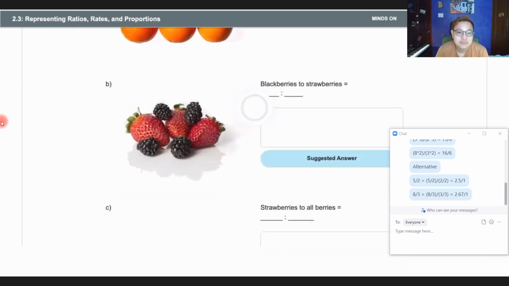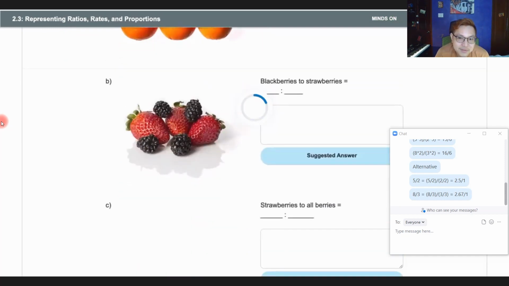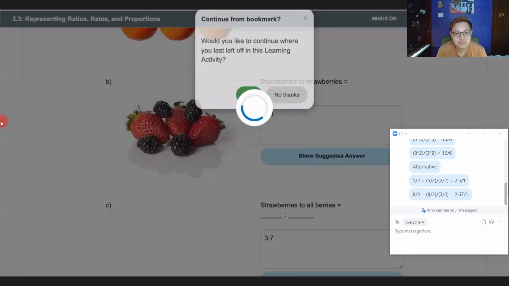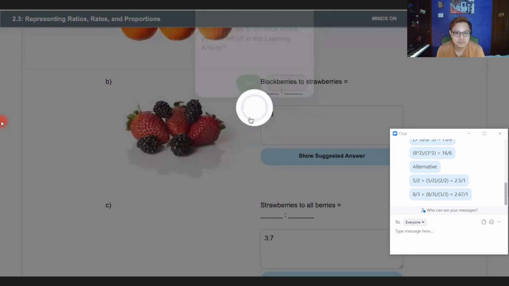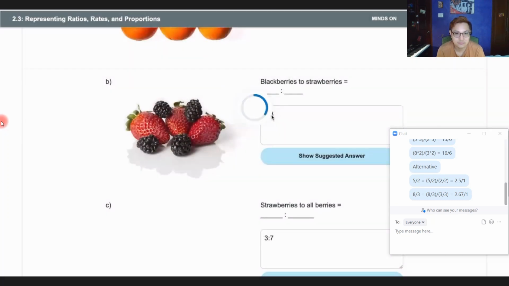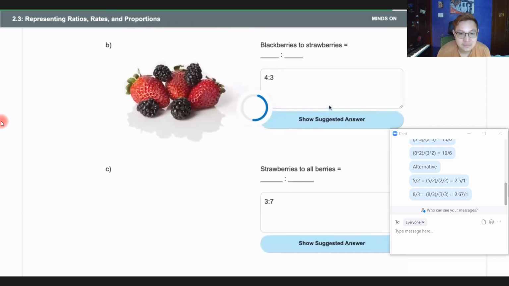So the next one is blackberries to strawberries. Blackberries to strawberries is 4 to 3, since there are 4 blackberries and 3 strawberries.